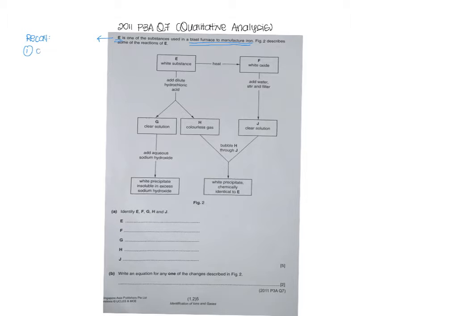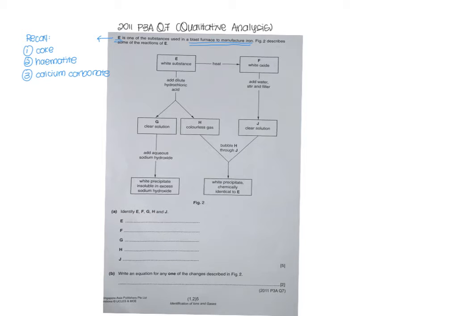Okay, we have got coke, we have got hematite, and what is the last one? Calcium carbonate. So that means E could be any one of these. Okay, so let's continue. E is a white substance. So that gives you some clue already, right? I'm not going to say much now.